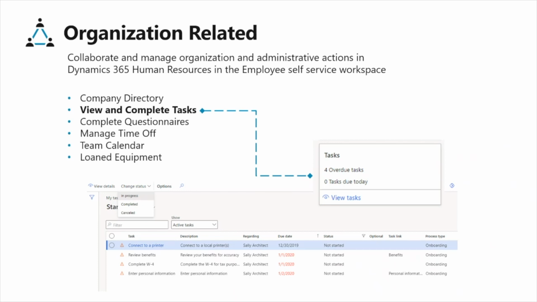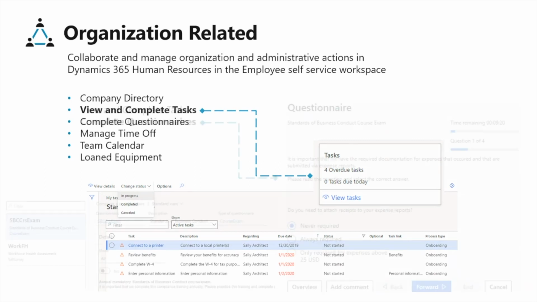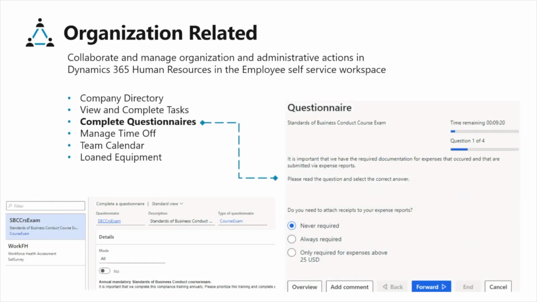The task tile displays tasks that are assigned to you and lets you view and manage them. Questionnaires assigned to employees display all scheduled questionnaires assigned directly to the employee or group. They're usually handy when it comes to internal employee surveys or, for example, course evaluations.